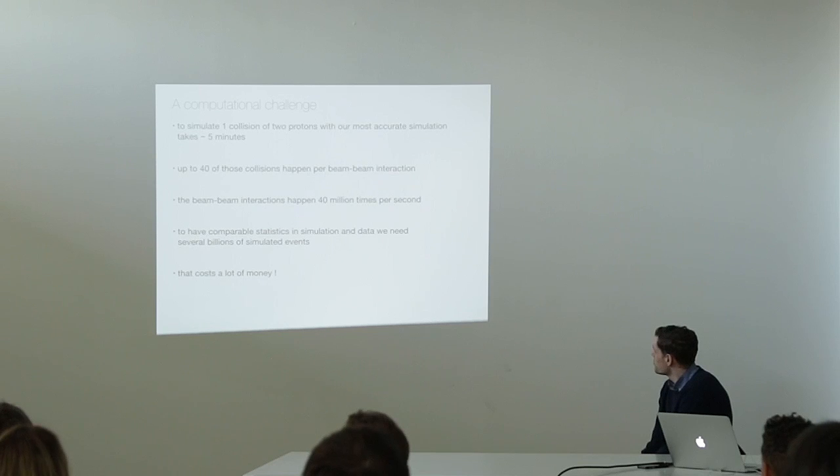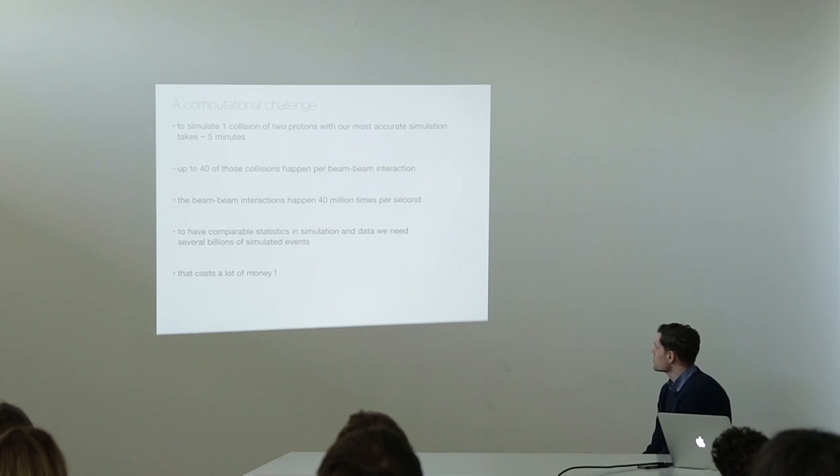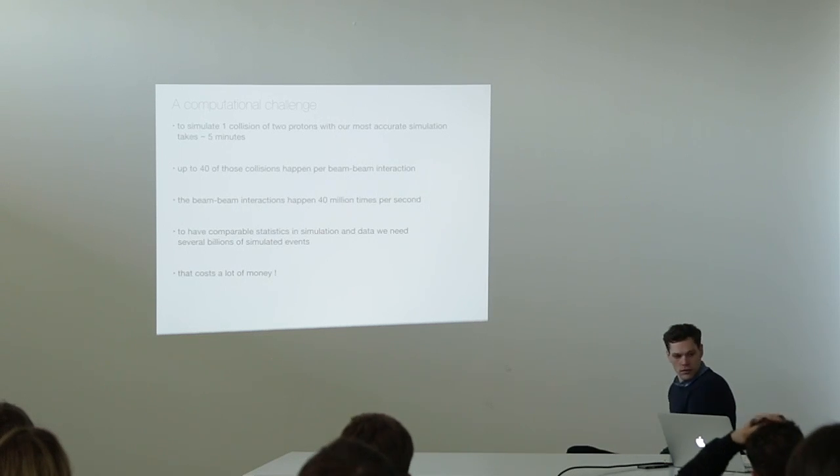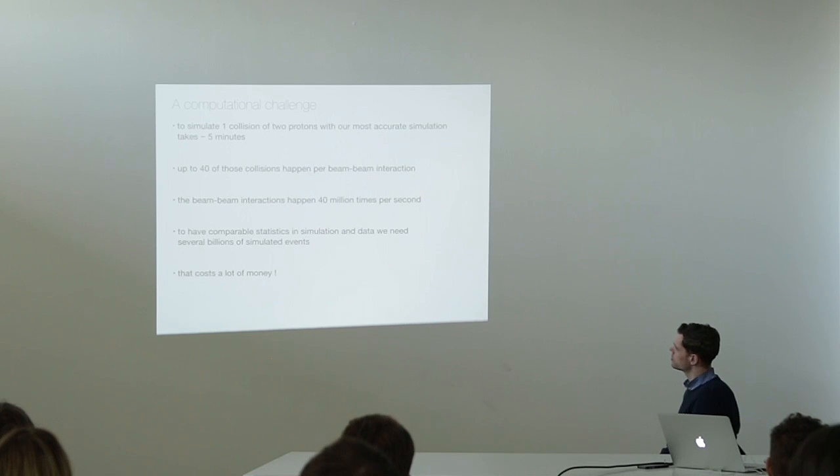This is such a complicated detector to simulate. To simulate one of those collisions, when the two protons interact, with our most accurate simulation engine, that takes 5 minutes. Unfortunately, or fortunately actually for us, when the beam interacts, so you have the beam-beam interaction, there are up to 40 of these collisions happening at the same time. And now it gets even more. These beam-beam interactions happen about 40 million times per second, and we operate usually 70% of the entire year.